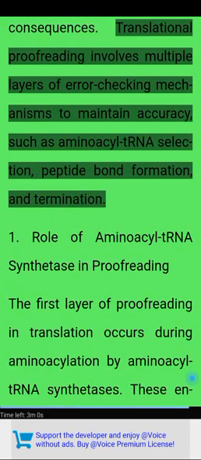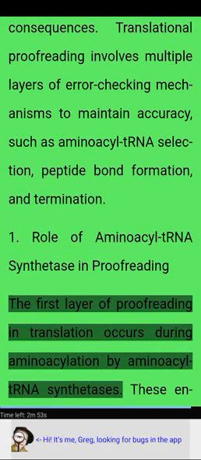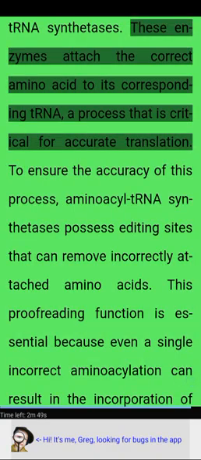Translational proofreading involves multiple layers of error-checking mechanisms to maintain accuracy, such as aminoacyl tRNA selection, peptide bond formation, and termination. 1. Role of aminoacyl tRNA synthetase in proofreading. The first layer of proofreading in translation occurs during aminoacylation by aminoacyl tRNA synthetases. These enzymes attach the correct amino acid to its corresponding tRNA, a process that is critical for accurate translation.